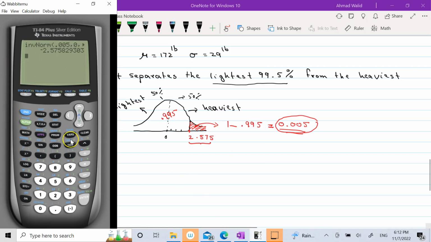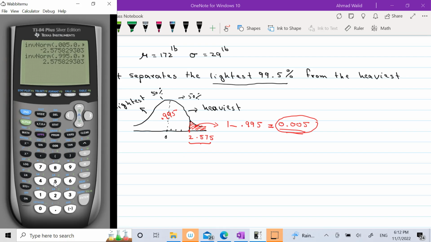You see, same thing. Second variance, I'm going down to inverse norm. Instead of 0.005, enter 0.995, correct? Actually, this is better to use because we know the z-score is on the right side of the area, correct? Come and paste it.